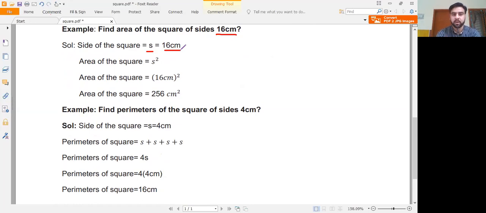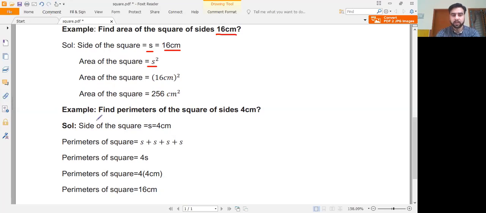The formula for the area of a square is length times width. Length is S, width is also S. That's why S multiplied by S is S square. Always the area of a square is S square, X square, A square, the multiplication of its length and width. Area of the square is equal to putting in the value of S. S is 16 centimeters, 16 centimeters whole square. The square of 16 is 256 square centimeters, which is the area of the square.